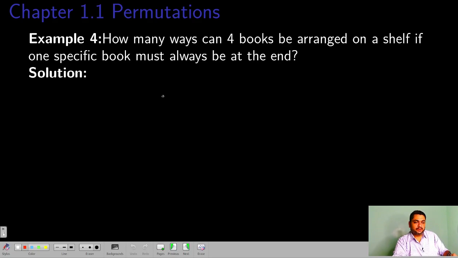Next, how many ways can 4 books be arranged on a shelf if one specific book must be at the end? Let us say there are 4 books.